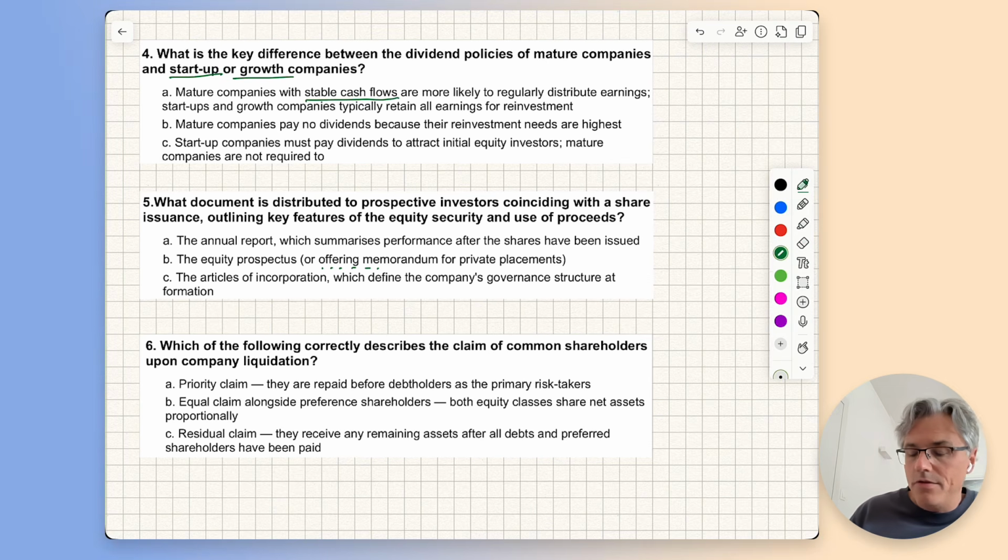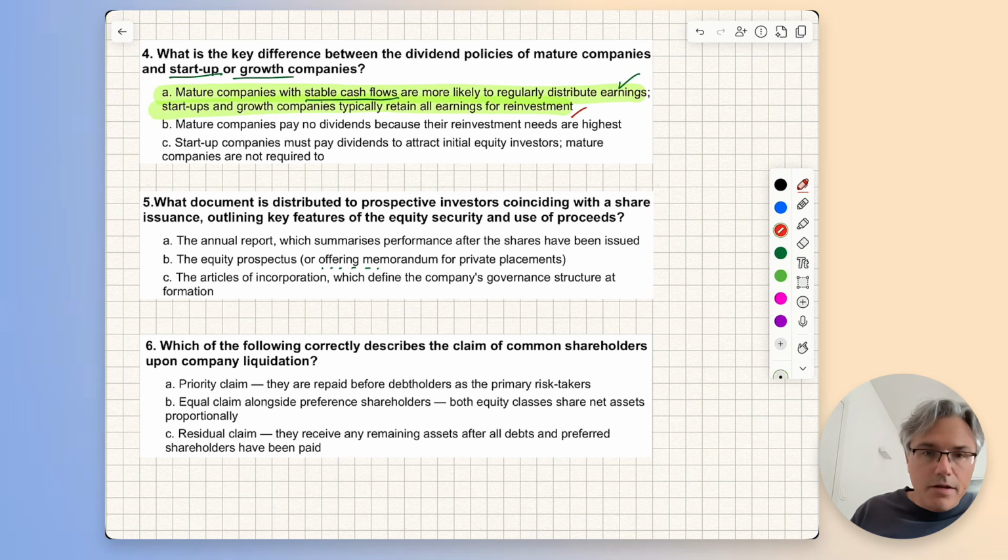Stable, mature companies should have stable cash flows, are more likely to distribute earnings, i.e. as dividends. That's absolutely true. Whereas startups and growth companies typically retain all earnings for reinvestment if they have earnings at all. That's absolutely true. This gets the facts right. So answer A is going to be the correct one.